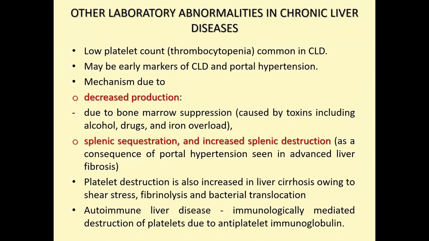Other laboratory abnormalities in chronic liver disease: platelet count. Again, platelets are not ours, but we should know. Platelets are done by pathology as a part of the blood profile, the complete blood picture. Thrombocytopenia is common in chronic liver disease and may be an early marker of chronic liver disease and portal hypertension. Why do you have low platelets? Two ways. Production is less or breakage is more. It's low production, or it's produced normally but getting broken or depleted faster, with more degradation.